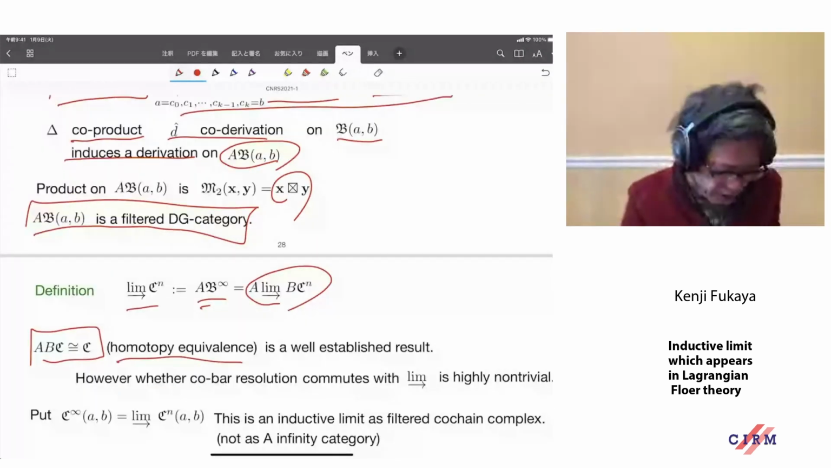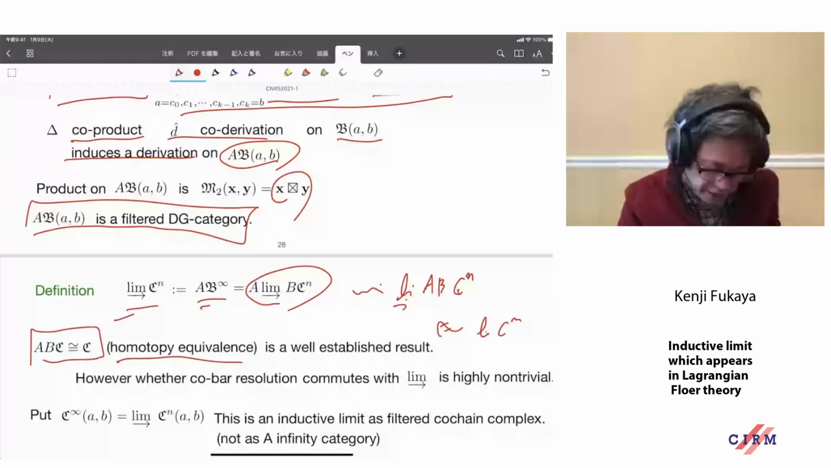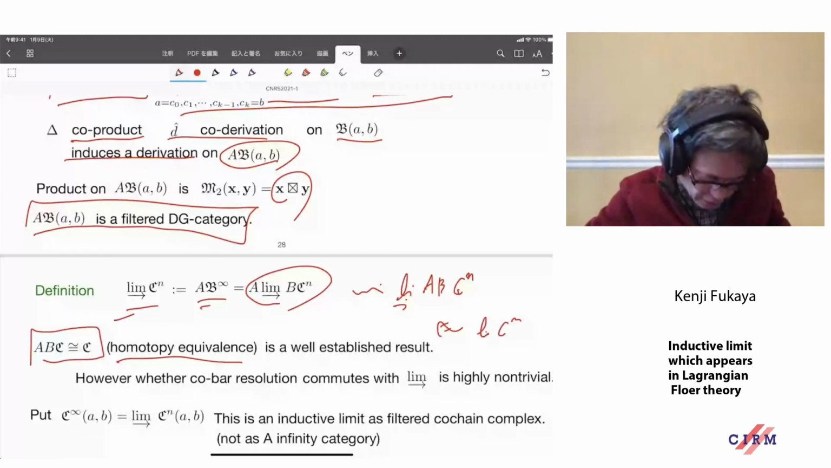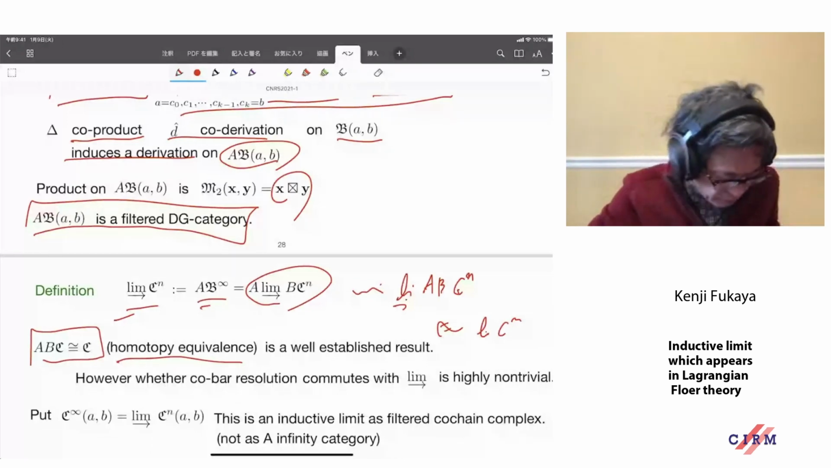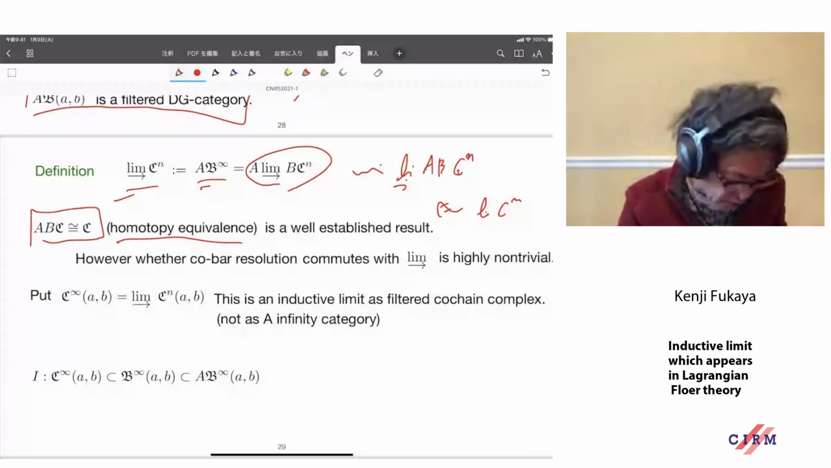But the issue is that you want to allow inverting things. This is something like a limit of A, B, C of n, and then this is something like a limit of Cn. So you have this natural thing. But this bar and co-bar resolution is somewhat non-trivial, and to commute it with the inductive limit is highly non-trivial. Probably in this case it is not correct. So that's why I define the inductive limit in a somewhat strange way.